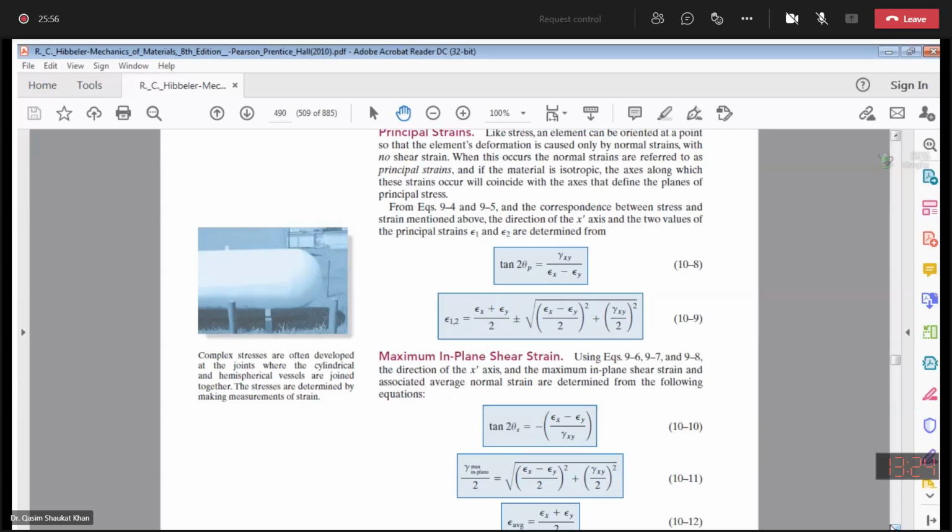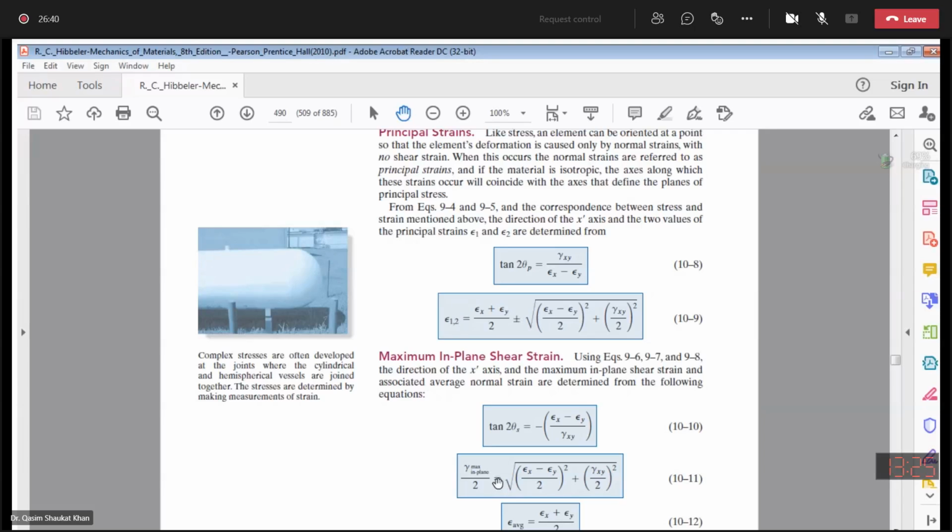Okay, and the expression that we finally got was tan 2 theta s is equal to minus epsilon x minus epsilon y over gamma xy. The difference is that normal stress corresponds to normal strain: sigma x corresponds to normal strain epsilon x, sigma y corresponds to normal strain epsilon y, and the shear stress, earlier 2 times tau xy, so 2 tau xy will correspond to shear strain gamma xy.